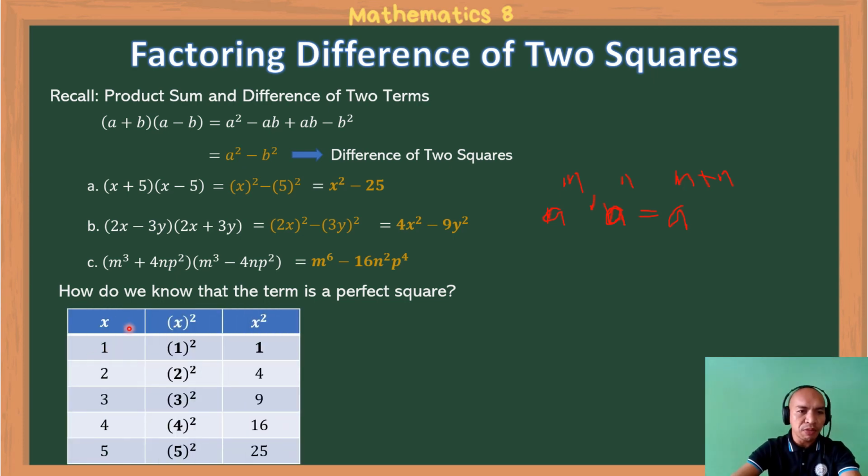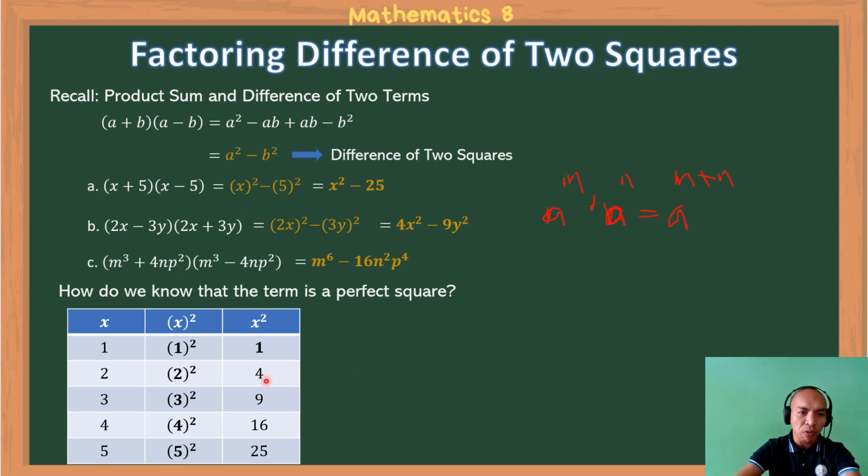So suppose the numbers are the following: 1, 2, 3, 4, 5, and so on, until infinity. If we square 1, so 1 squared, that would mean 1 times 1. So the answer is 1. So this is the x squared. So 2 squared is 2 to the power of 2. So 2 times 2 is 4.